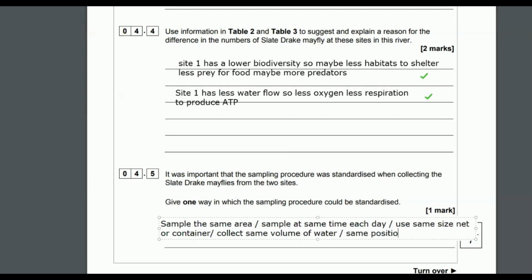Yeah, maybe not. You don't need to collect the same volume of water, but same position along the river, same depth of sample. Well, you're probably doing it off the surface to catch mayfly and stuff, so you don't really need to do it at the same depth. But if you were trying to get fish, then maybe you'd do it at the same depth. And that's the end of this question.